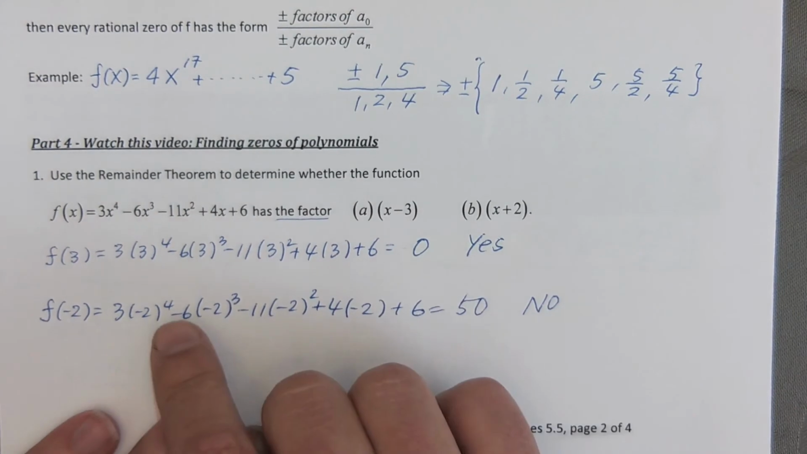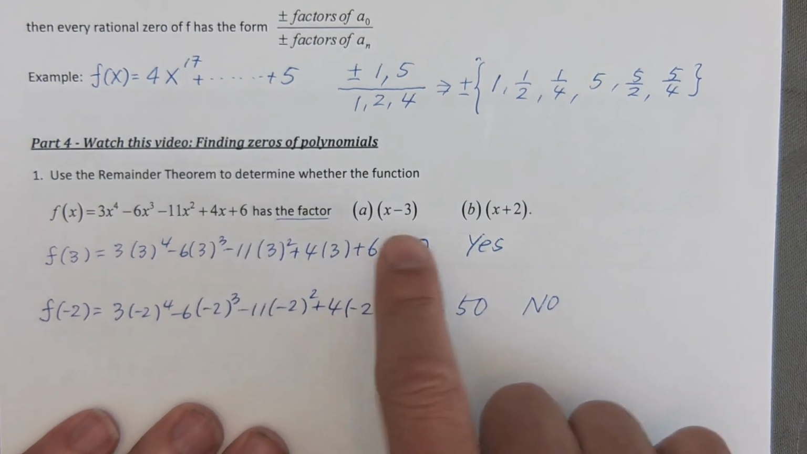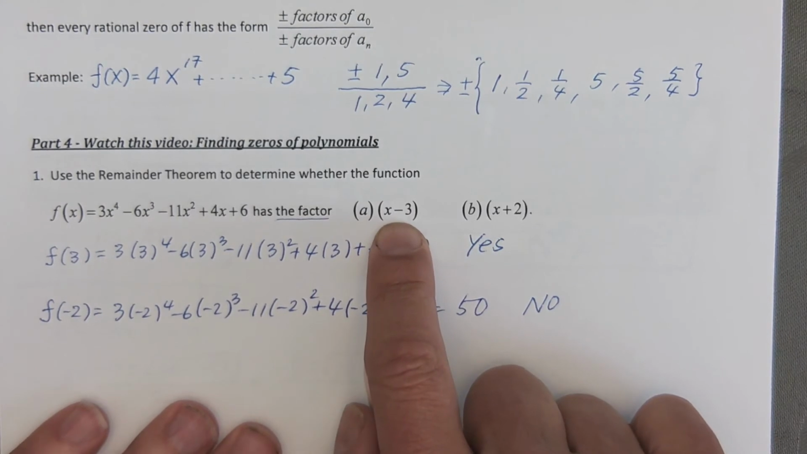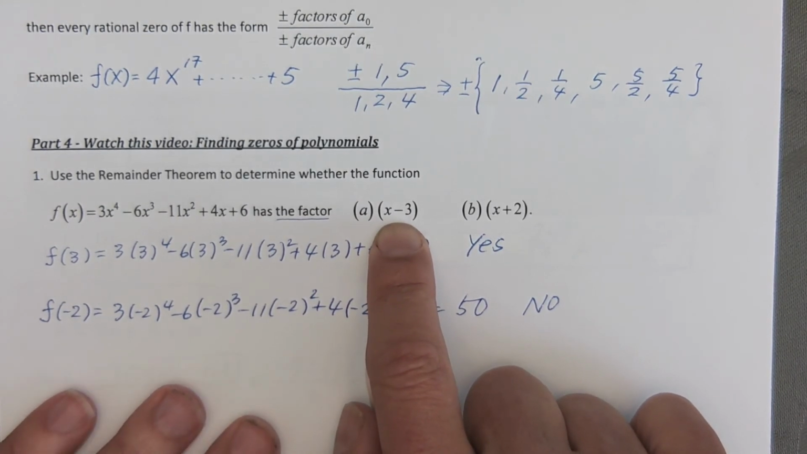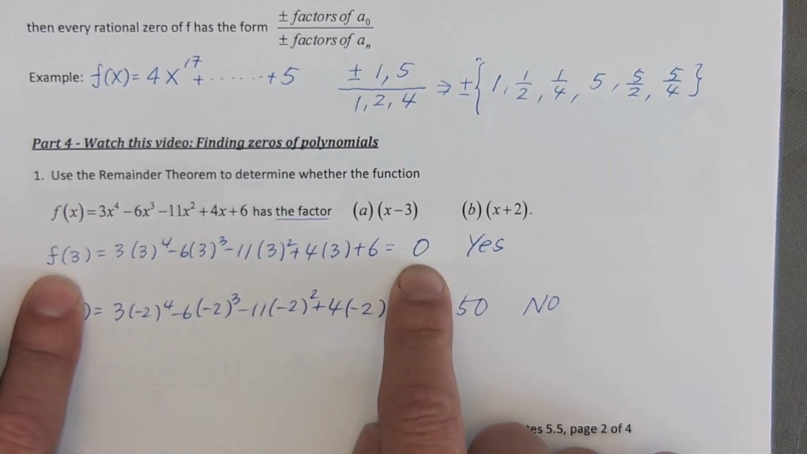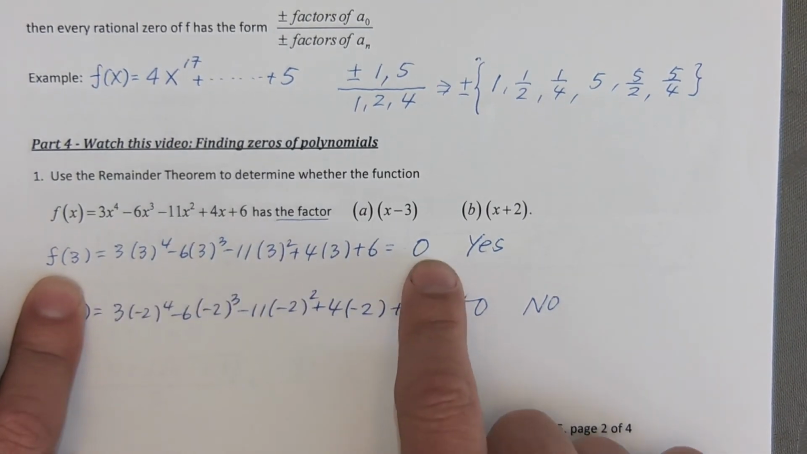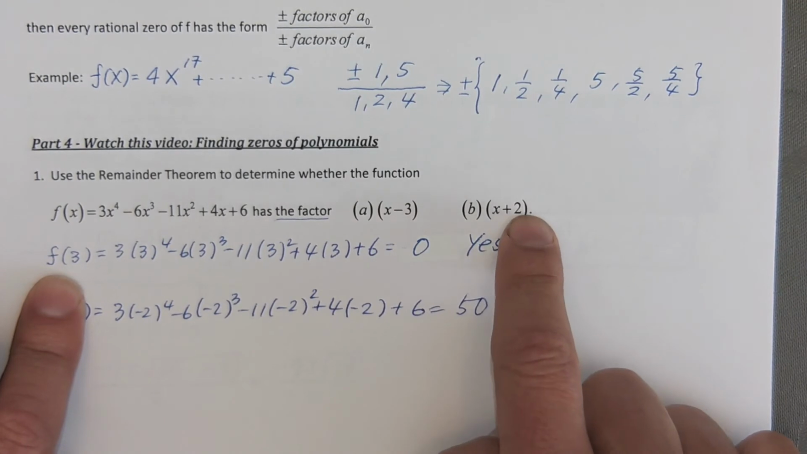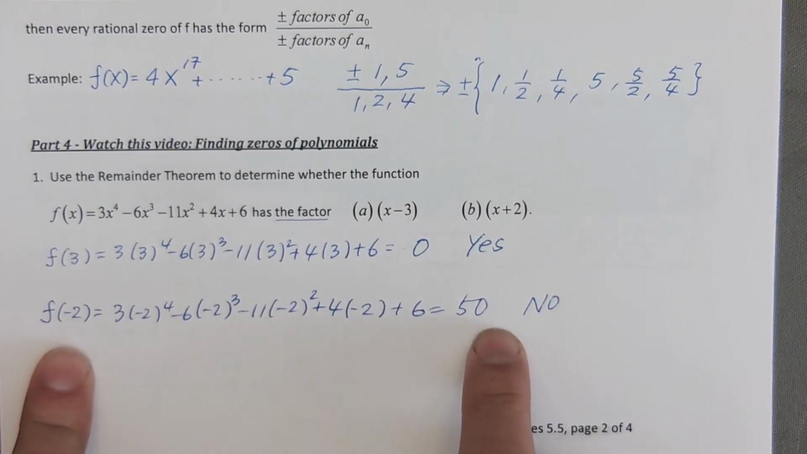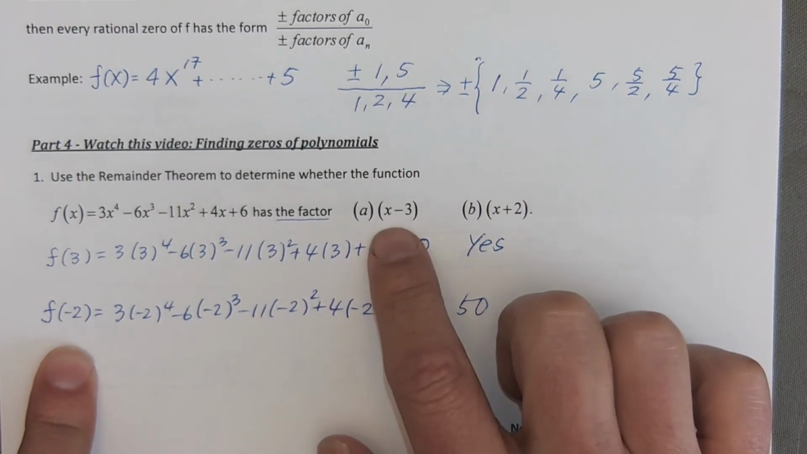All right. We're going to use the remainder theorem to determine whether the function here has a factor of x minus 3. If it has a factor of x minus 3, that means when x equals 3, when I plug it into the function, I should get 0, because that's my remainder. And in this case, yes, when I plug in positive 3 into the function, I get 0. For x plus 2, if it is a factor, that means when x equals negative 2 and I plug it into the function, I should also get a 0, which I did not get here. So I would conclude that x plus 2 is not a factor, whereas x minus 3 is a factor.